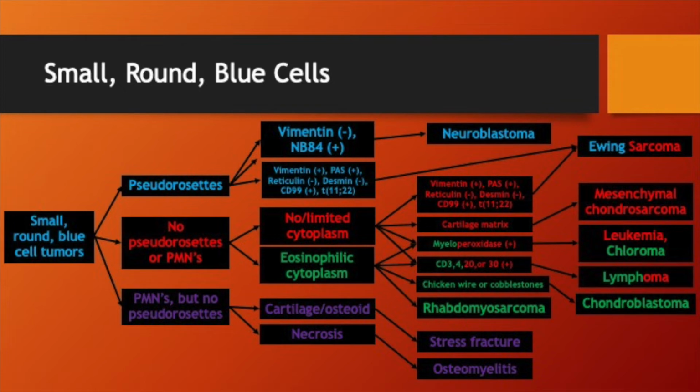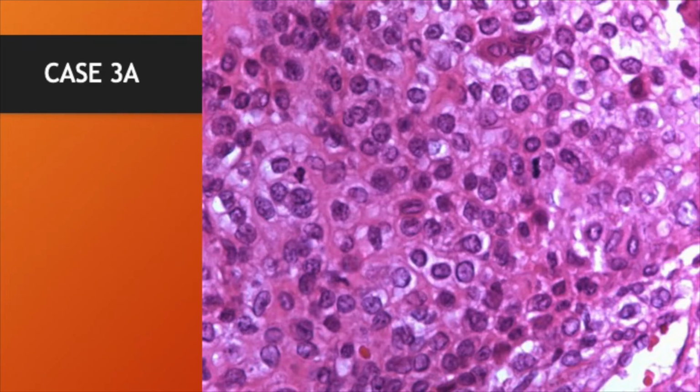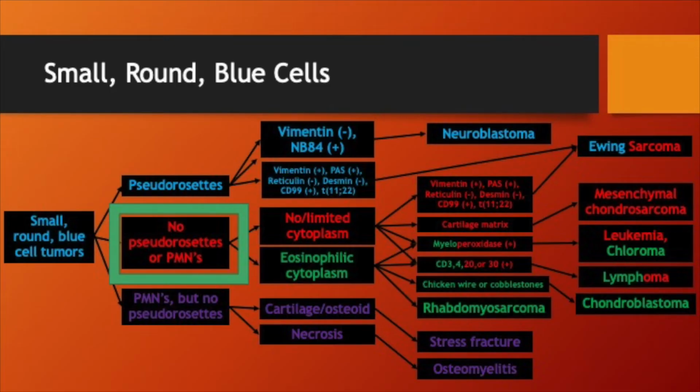So once we start with that, we need to ask, are there pseudo-rosettes here, no pseudo-rosettes, or are we seeing lots of polymorphonuclear cells that might indicate inflammation or a reactive process? So when we look here, we don't really have any rosettes or pseudo-rosettes. We don't really have any polymorphonuclear cells. All of these are mononuclear with no indentation. So now we're going to go down the no pseudo-rosettes or PMNs pathway.